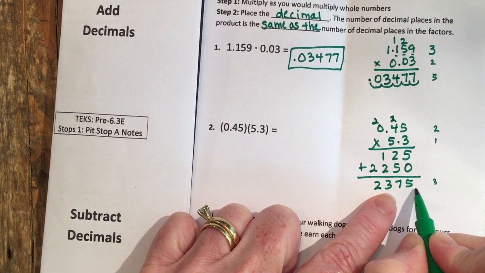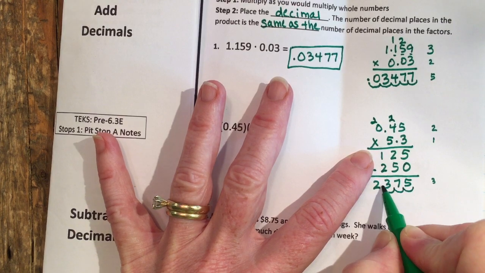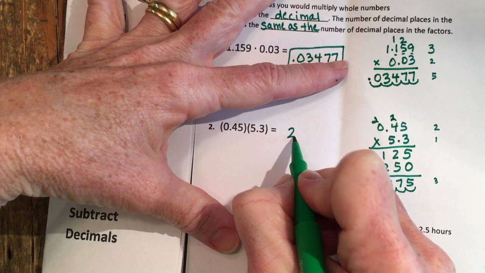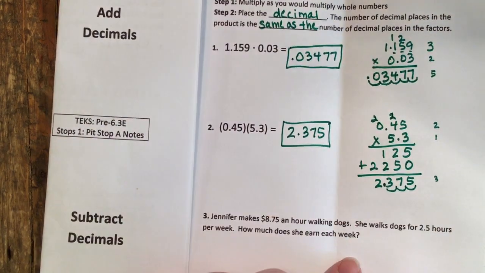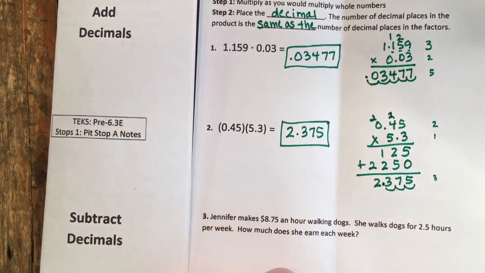So starting at the back, I'm going to go forward 3 spaces. 1, 2, 3. That tells me to put the decimal between 2 and 3. 2.375 is my final answer for number 2. Okay? 2 decimals, 1 decimal, 1, 2, 3 decimal places.